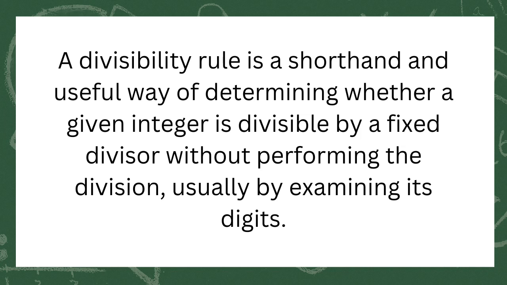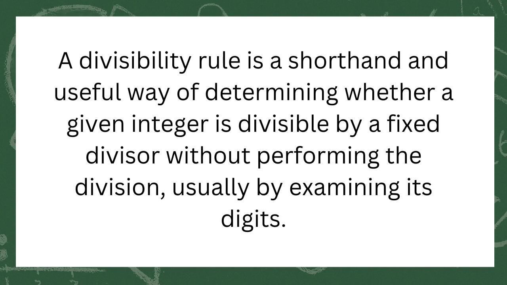Welcome. A divisibility rule is a shorthand and useful way of determining whether a given integer is divisible by a fixed divisor without performing the division, usually by examining its digits. What does this mean? A divisibility rule is simply an easy way for you to know whether a number will be divisible by another number. By integer here we mean positive numbers, whole numbers, right?